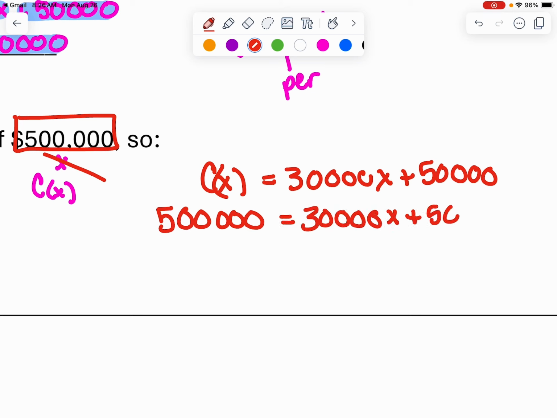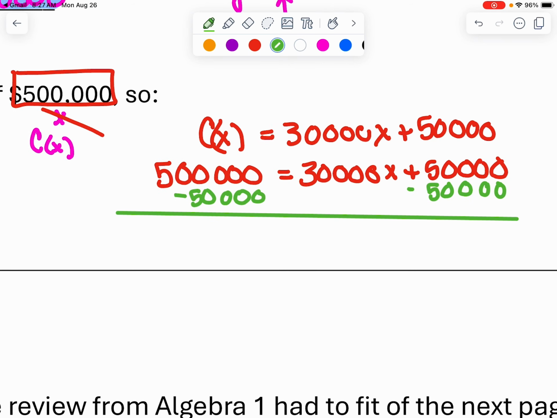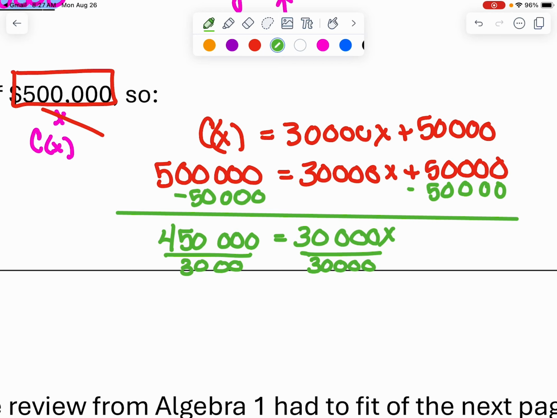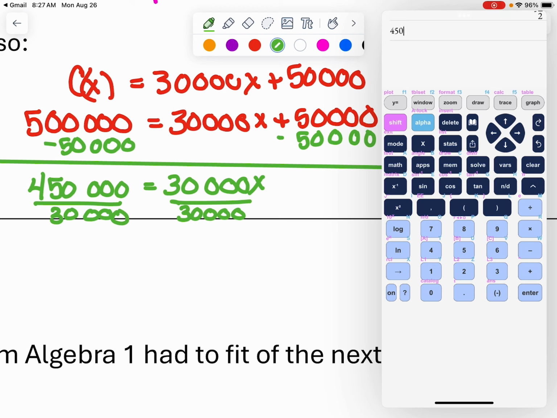And now we use our good Algebra 1 skills to solve. So minus 50,000. And I'm thinking a lot of you are okay without showing that particular step. I'm hoping we can skip that in your work for the majority. 450,000. And divide. Showing my work for you because it's been a whole summer. I understand. For some of you, it's been a year and a half because of geometry in between there. There you go. So 15 is X.